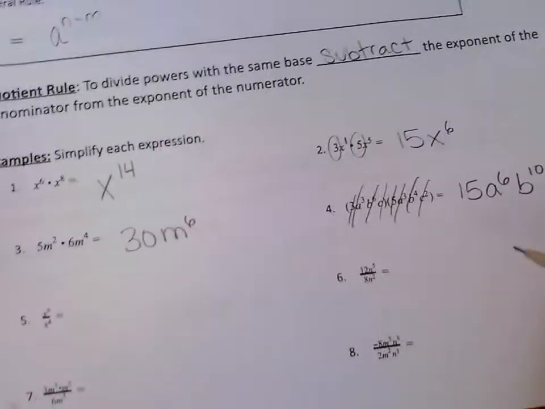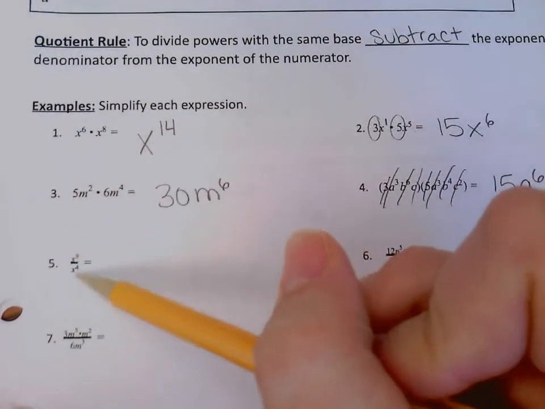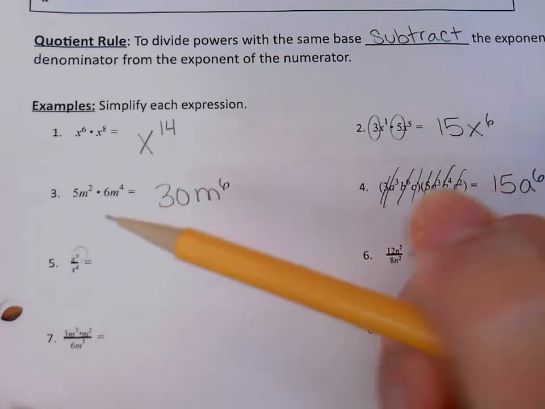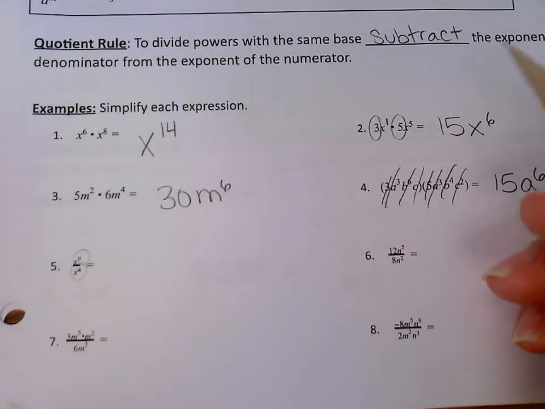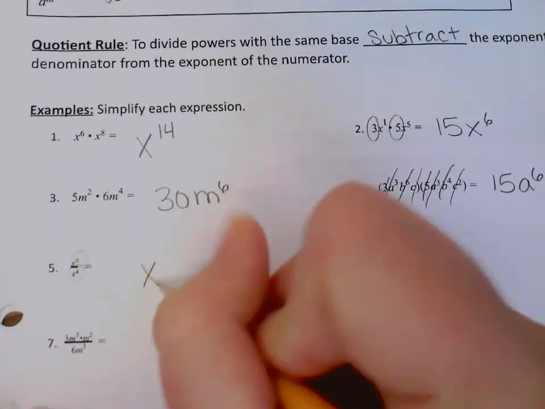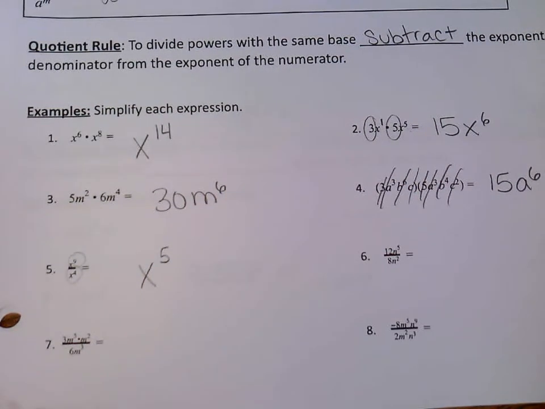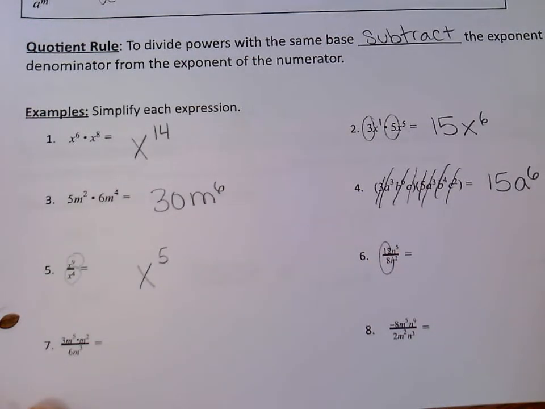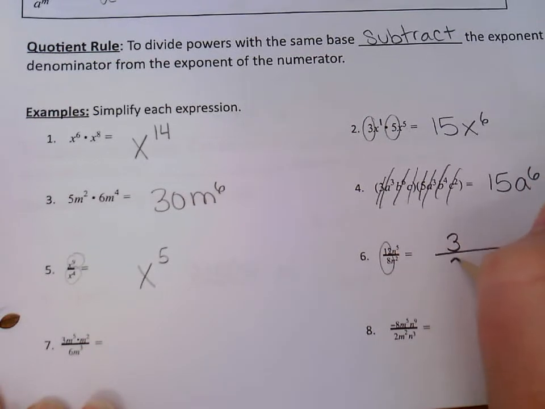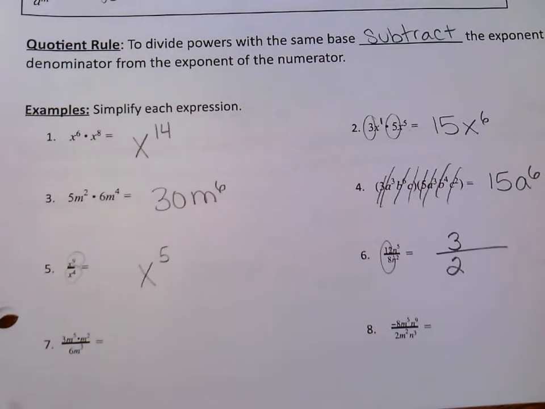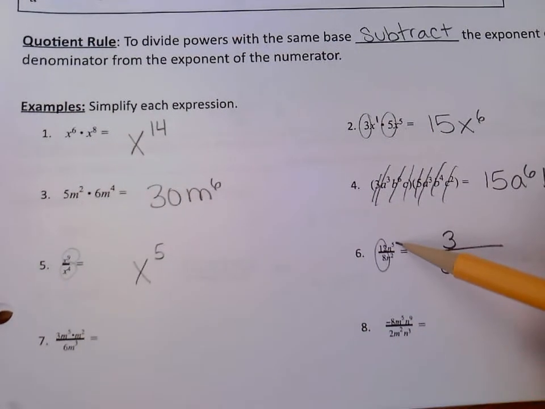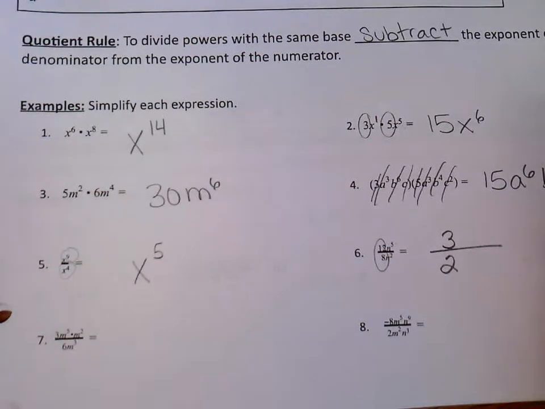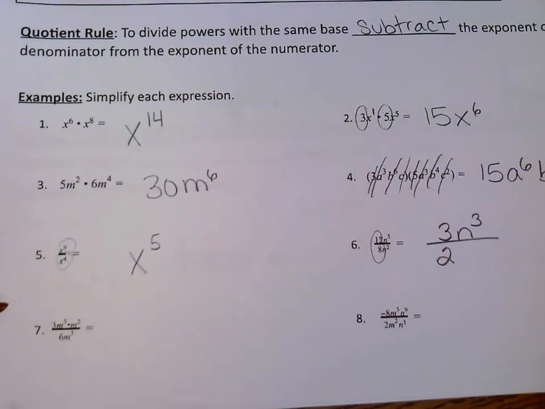Now we're going to do some division. So remember, when you're dividing, you're going to subtract the numerator power minus the denominator power. So 9 minus 4 will be x to the 5th. And on number 6, 12/8 I can reduce as a fraction. I can divide both of those by 4. So 12 divided by 4 would be 3. 8 divided by 4 would be 2. So I have 3 halves. And then I've got n to the 5th on top and n squared on the bottom. 5 minus 2 would be n cubed. So 3 halves times n cubed.